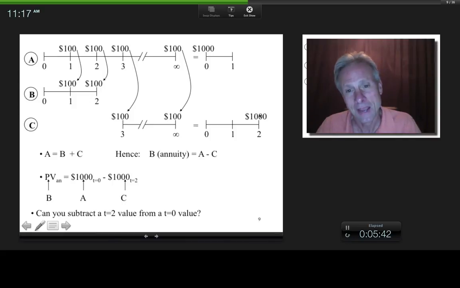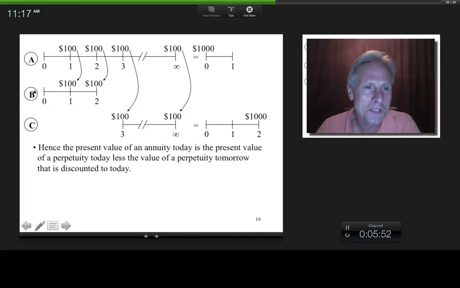Well, I have to put this $1,000 at time 0, right? I have to bring it back 2 time periods. And so, therefore, what we see is that the present value of an annuity today, or a way to think about this, is the present value of a perpetuity today minus a perpetuity tomorrow that's discounted to today.